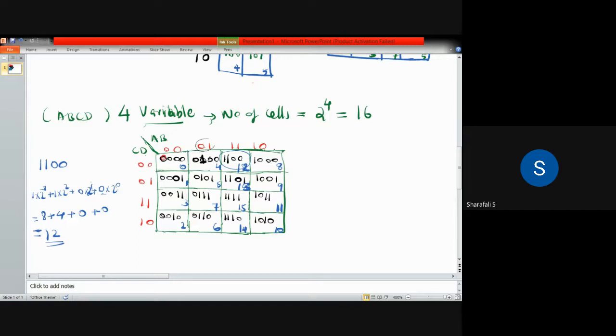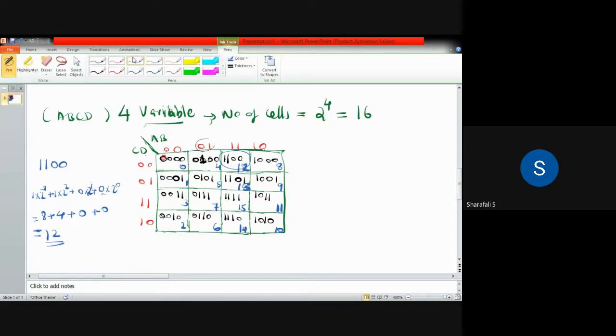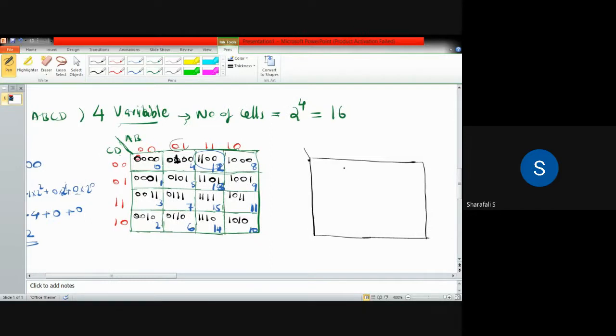The same 4 variable K map, or we can say these 16 cells that we have drawn here, can again be represented differently. Same 4 variable, I am saying. So this one is the first column.